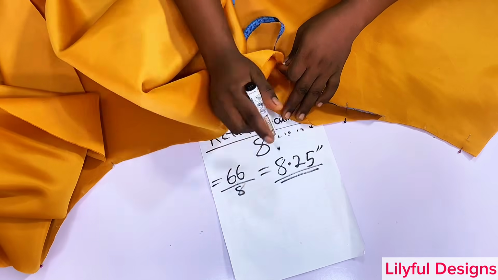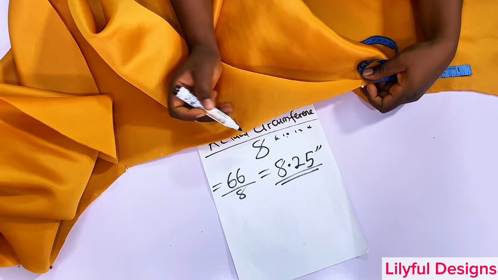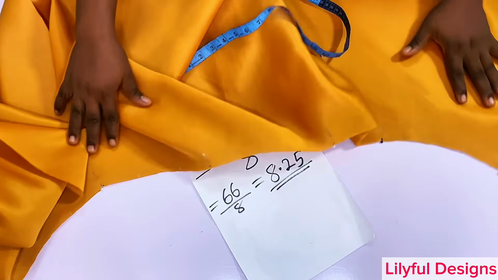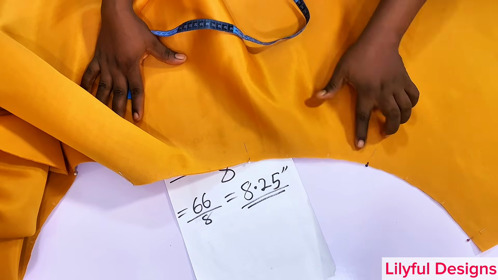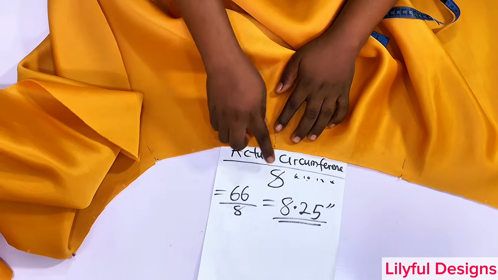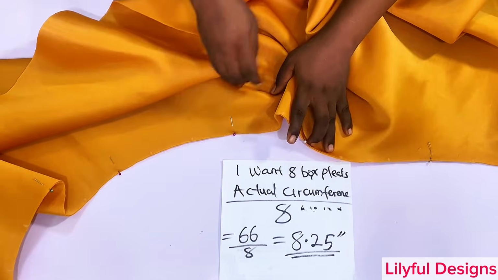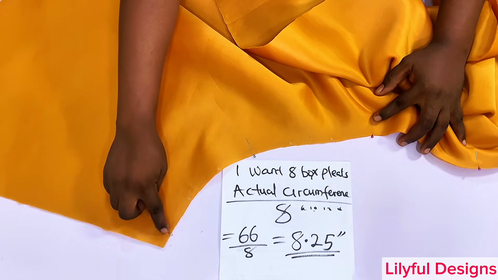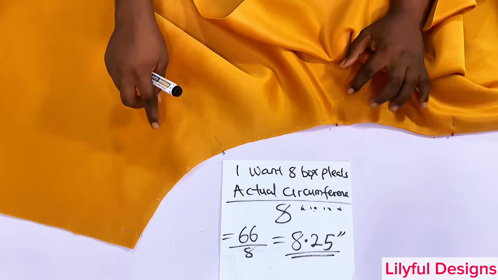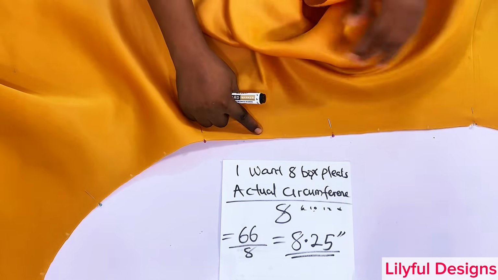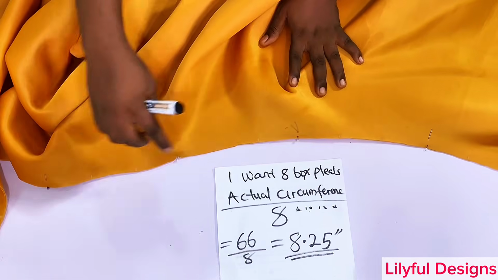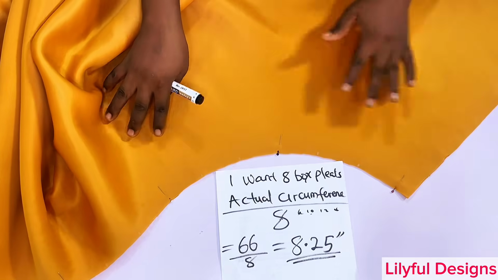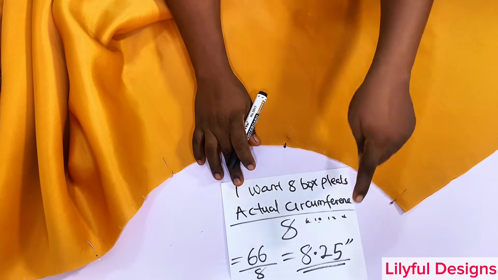The first one is minus 1 inch for my zipper allowance, and I'll measure 8.25 and I'll pin it down or mark it. I'll do the same thing, 8.25, and I'll take it all across to the end. And after that, if I count how many 8.25 I have, it will be 8. 1, 2, 3, 4, 5, 6, 7, and 8. Then 1 inch on the other side for my zipper allowance.